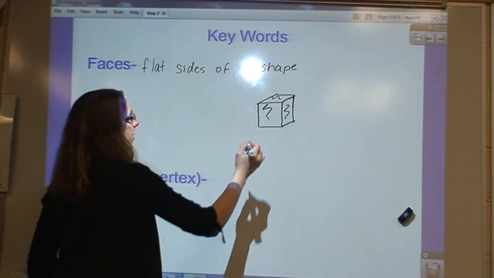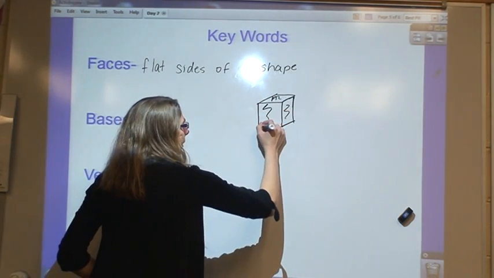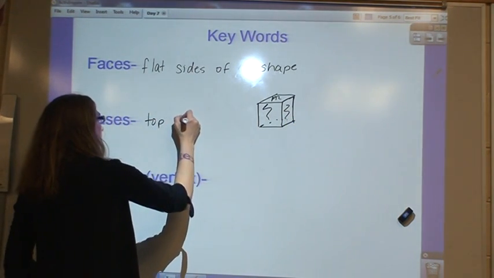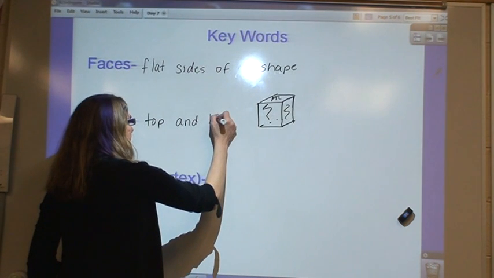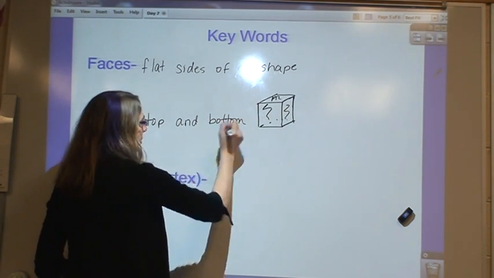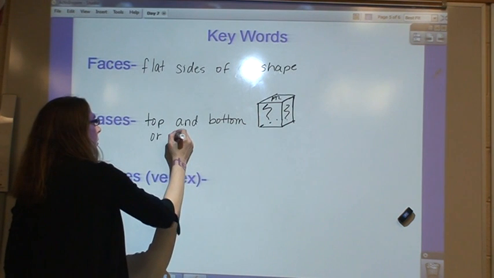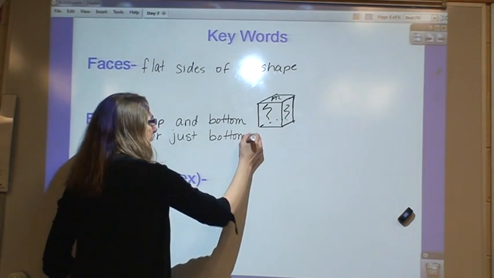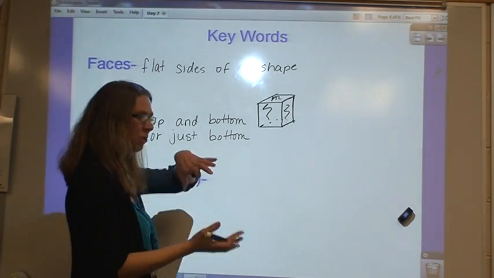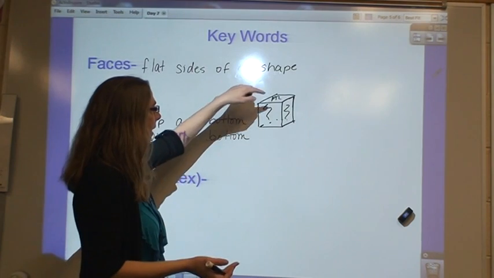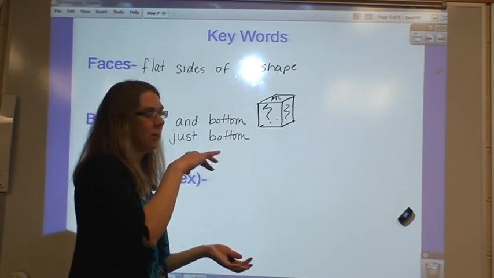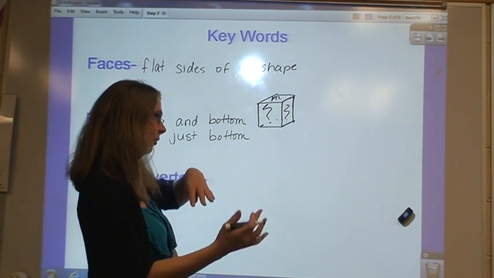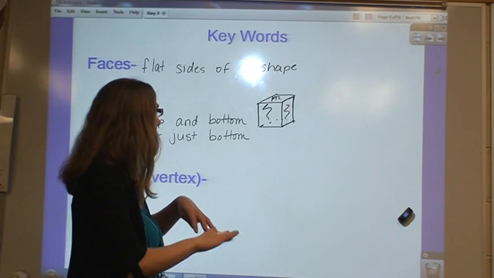The bases are going to be the top and the bottom, or sometimes just the bottom in the case of like a pyramid where there's just a point at the top. It could be just the bottom. Now, an interesting thing about cubes and rectangular prisms is that you can really just flip them just about any way and call it a base depending on which direction it's facing. But with triangular prisms, the bases have to be those triangles, so you can't just flip it on its side and say that the base is now that bottom piece.